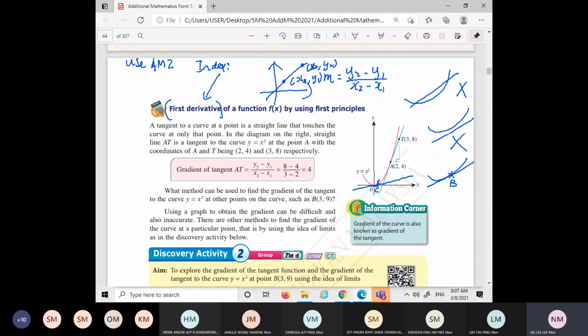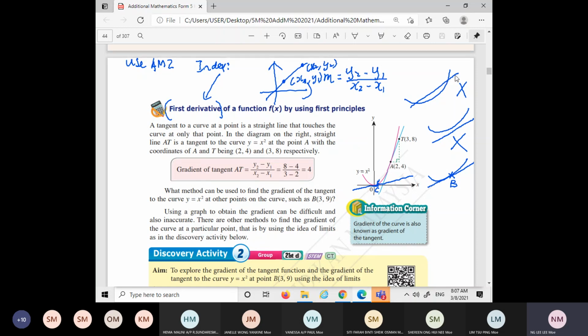You know that the gradient of the curve is also the gradient of the tangent. Then I explain what is the meaning of the tangent. A tangent cuts the curve at only one point, like this; it doesn't cross the curve. This one is not a tangent.